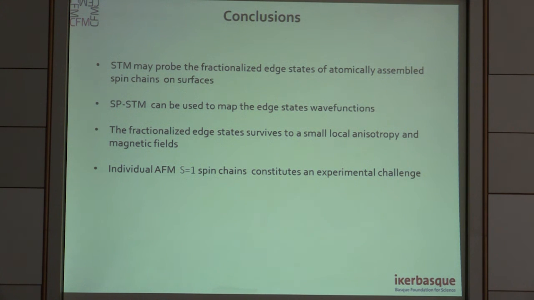So just to conclude, let me say that the STM may probe the fractionalized edge states of atomically assembled spin chains, and the spin-polarized STM can provide additional information and map the wave function of these edge states. And the big challenge will be to find the experimental system that behaves as isotropic or quasi-isotropic spin 1 chains.